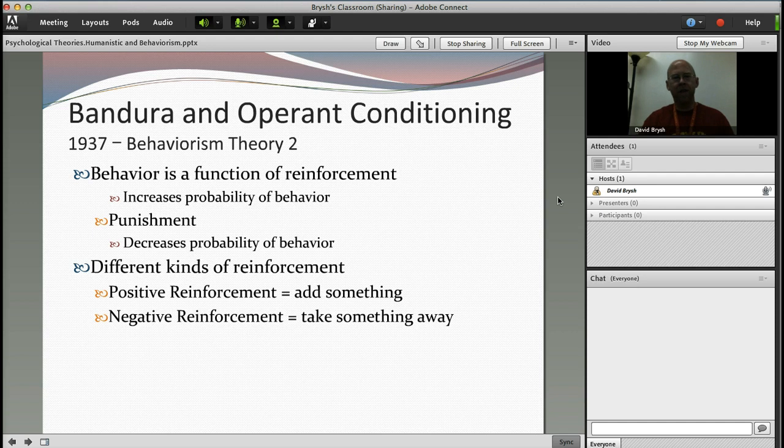So, behavior being a function of reinforcement means if you reinforce it more often, the behavior will happen more often. If you decrease the reinforcement, then the behavior will happen less. All right? Punishment is the way of making the behavior decrease, right? This is making it lessen, right? So you punish a behavior, it should decrease the probability of that behavior.